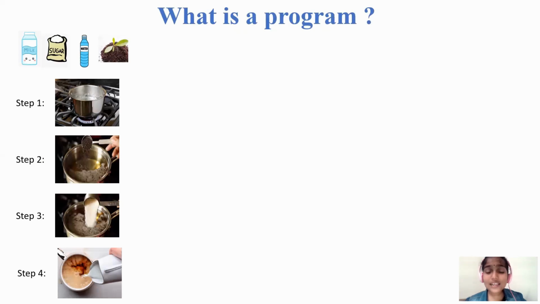So for example, let's consider preparation of tea. The ingredients required to make tea are milk, sugar, water, and tea powder. First you have to boil the water. Next you have to add tea powder. And then you should add sugar to the boiling water. And at last you should add milk. And finally we have a cup of tea.